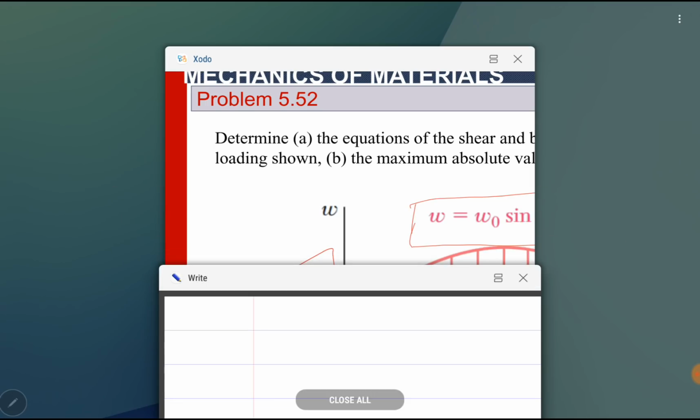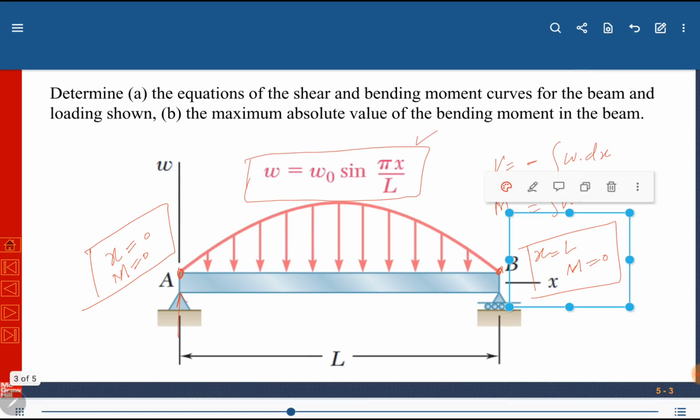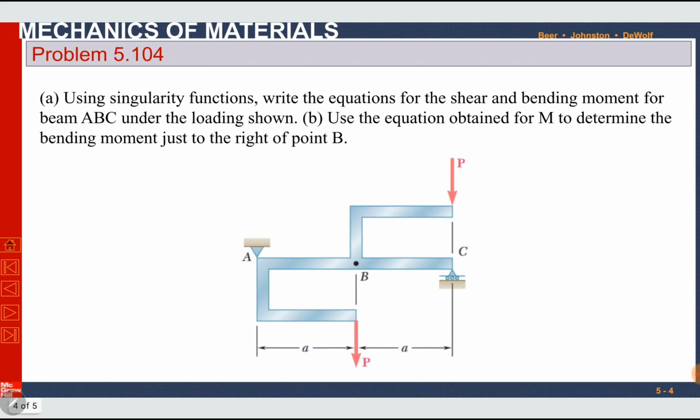Okay, the next problem to be discussed here is problem 104 from the exercise of chapter number 5. In part A, using singularity functions, write the equations for the shear and bending moment for the beam ABC under the loading shown. And in part B, use the equation obtained for moment to determine the bending moment just to the right of point B. Okay.